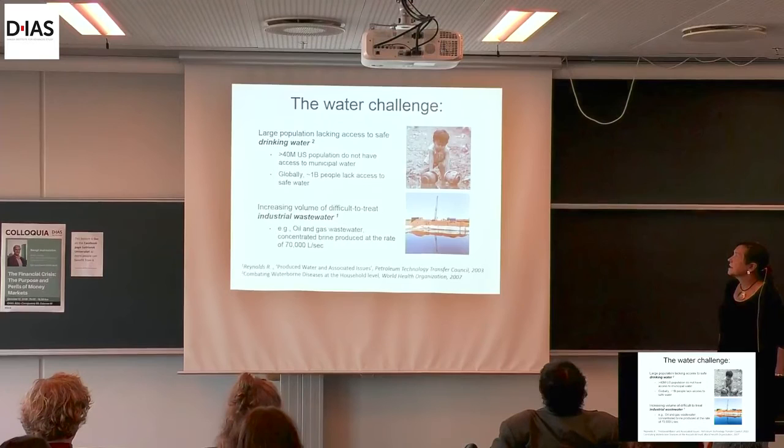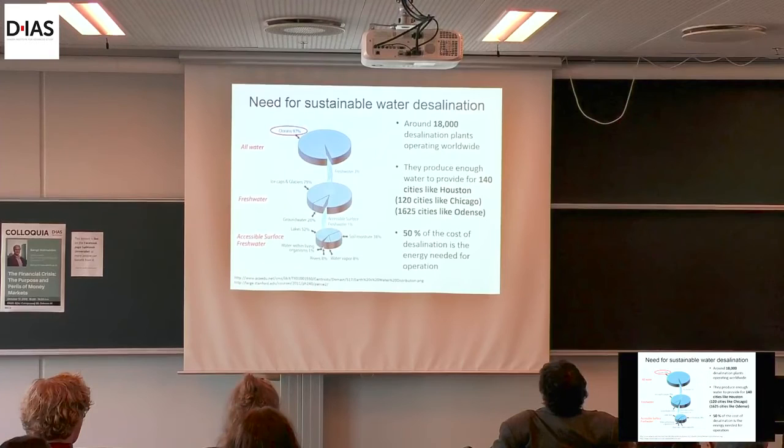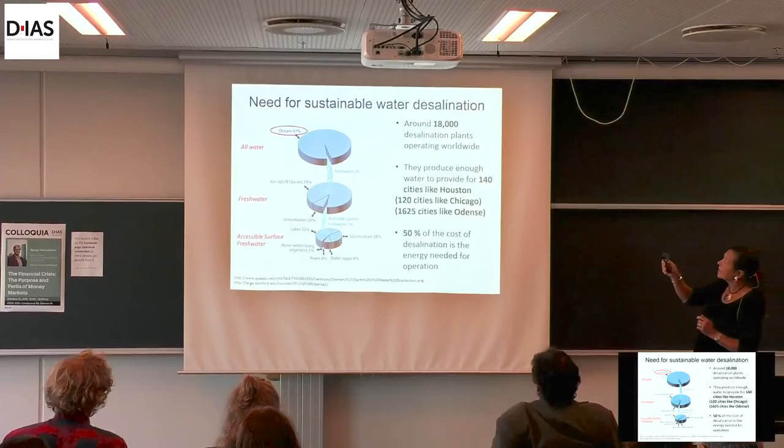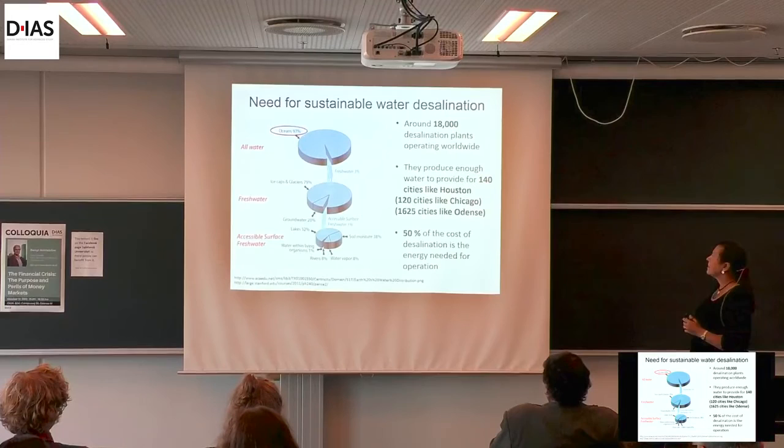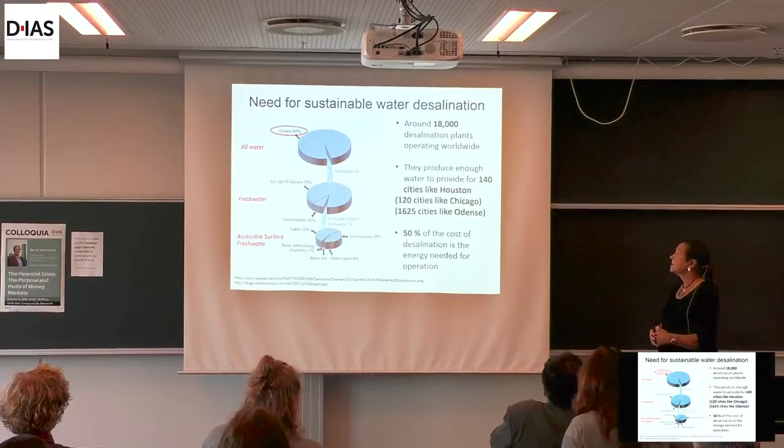contaminants. And so if we think about just the problem of desalination, for example. There are 18,000 desalination plants, and they produce enough water for 1,625 cities the size of Odense. And the problem with desalination, we know how desalination and distillation are easy processes to handle, but the problem with desalination is exactly the same problem that you have with distillation, and that is the energy cost to actually perform the process is a huge, huge fraction.